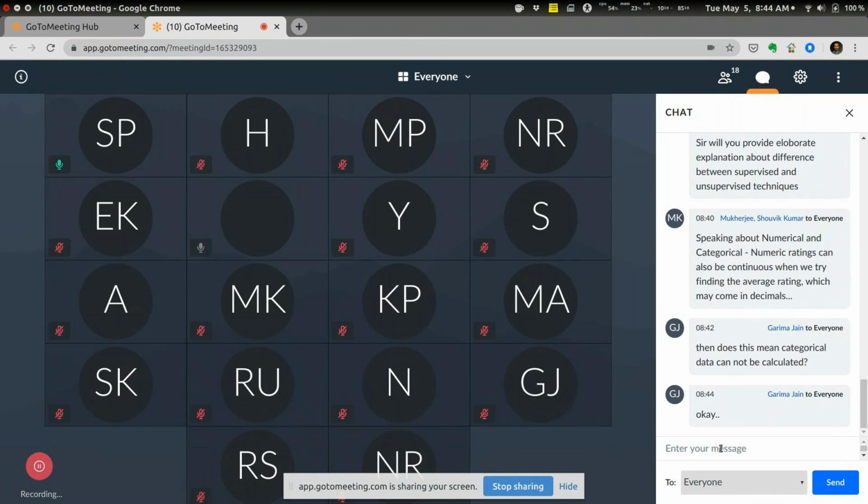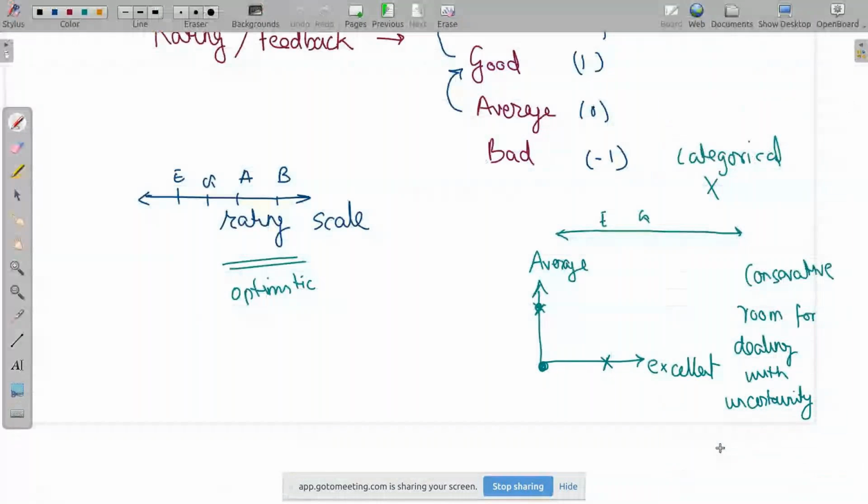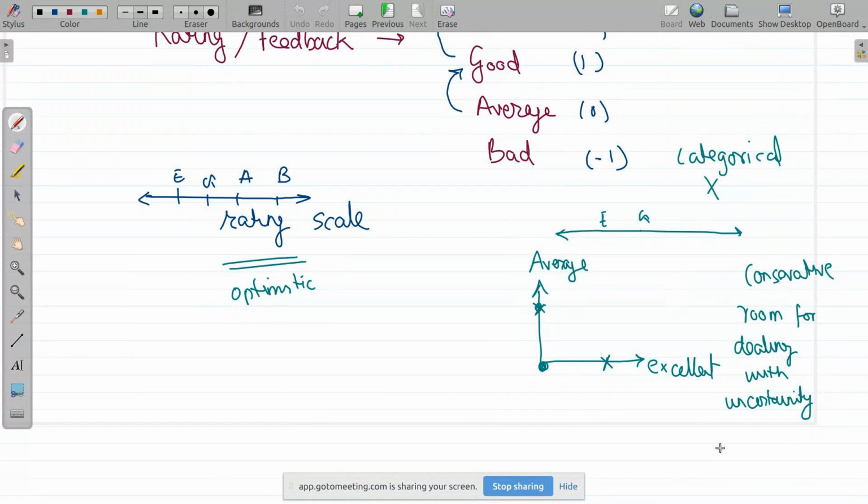Shavik says, speaking about numerical and categorical, numeric ratings can also be continuous when we try finding average rating, which may come in decimals. That's a tricky one to answer, and actually, it's not an accurate way of putting it. When you say you are calculating an average, you are coming up with a summary statistic, one number that will probably explain one subset of data, if not the whole data.